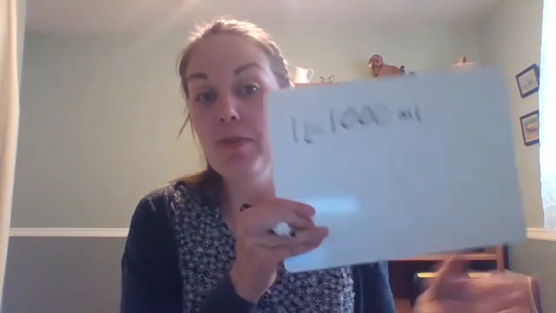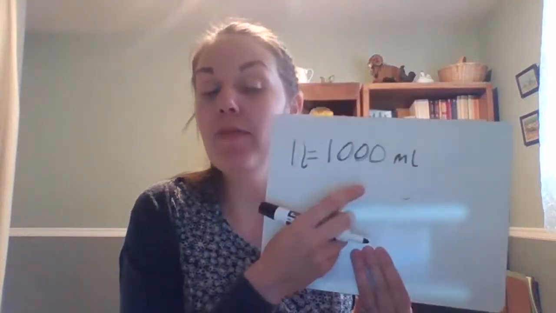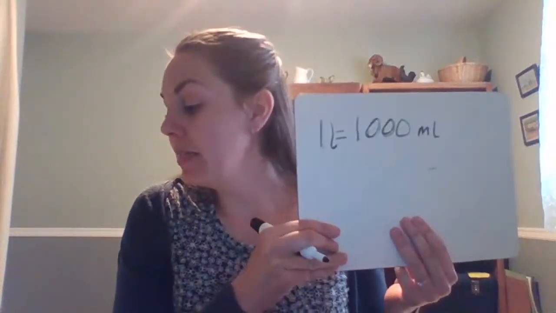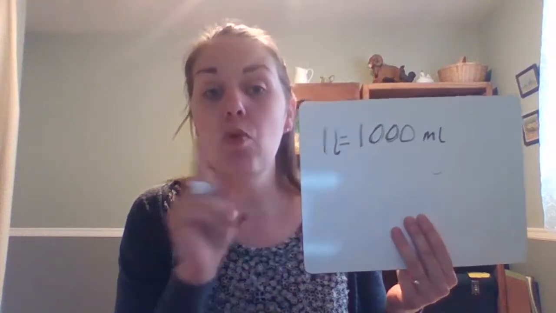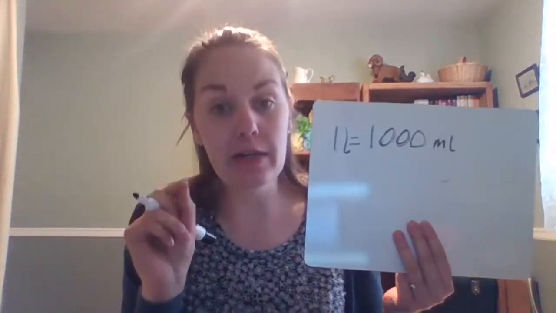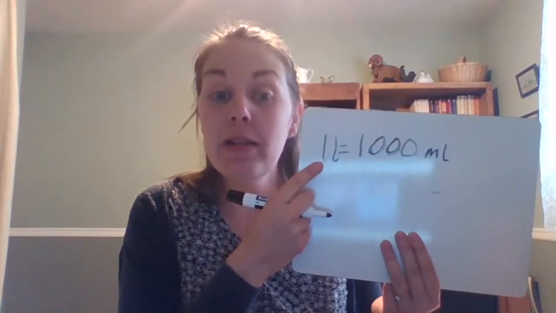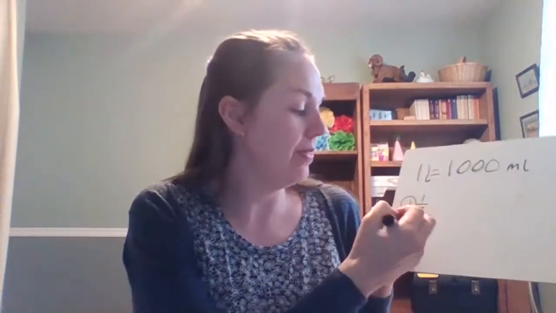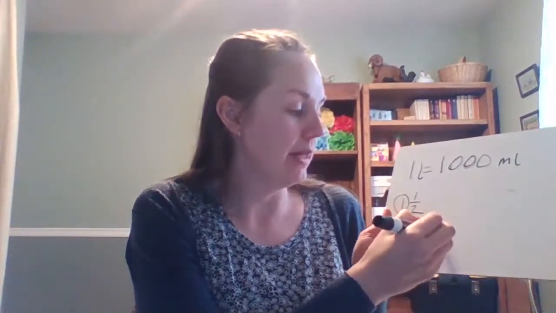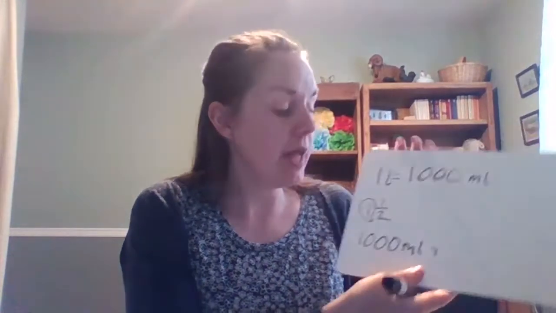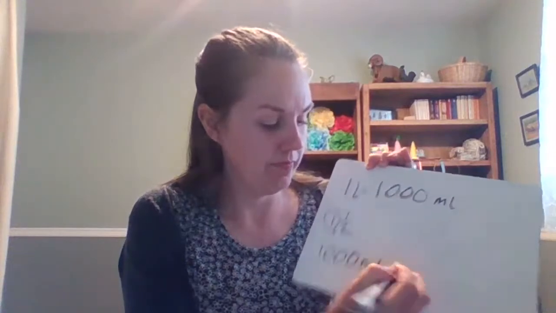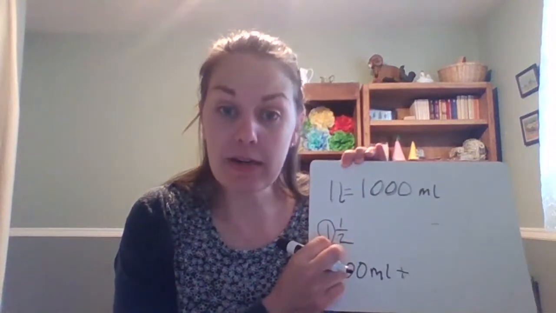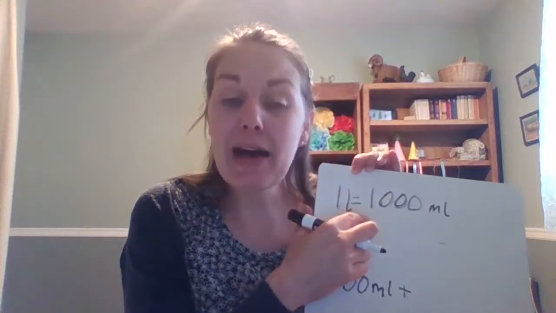ML is the abbreviation for milliliters. So for every 1 liter, we have 1,000 milliliters. Let's take the first bottle. The first bottle is 1.5 liters. So for every 1 liter, we would have 1,000 milliliters. So for 1.5 liters, we have the 1, which would equal 1,000 milliliters, plus 1/2 of a liter, which would be the same as 1/2 of 1,000 milliliters.